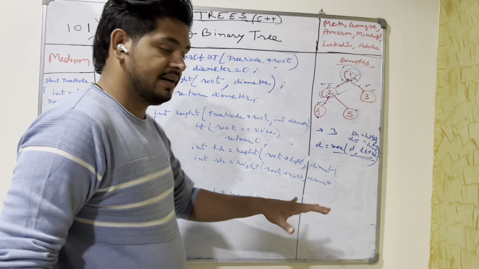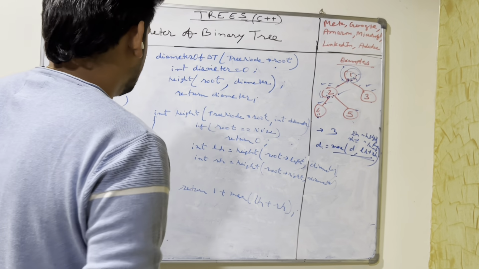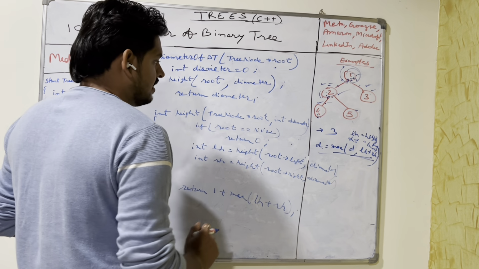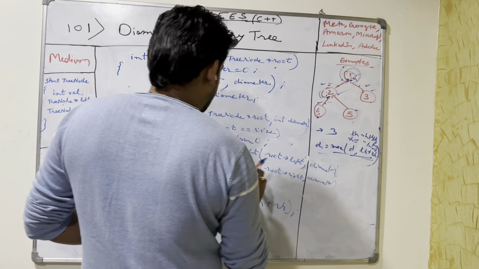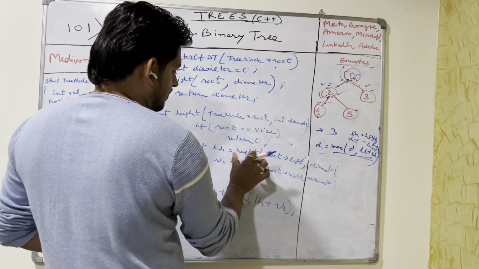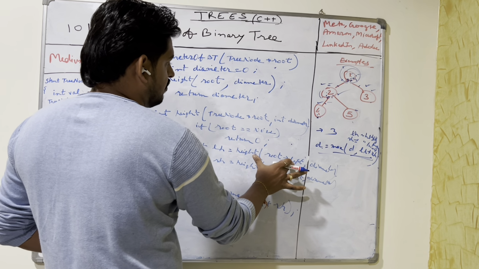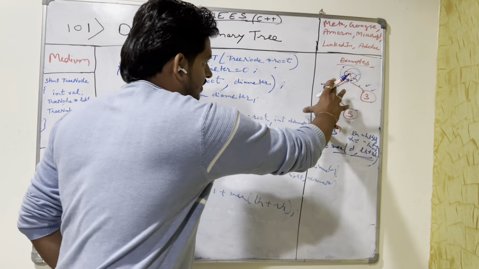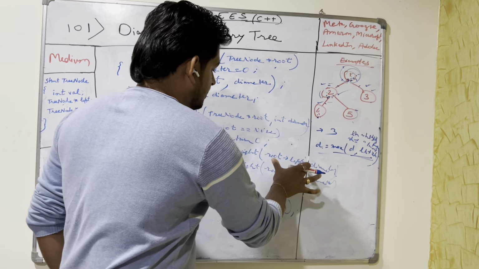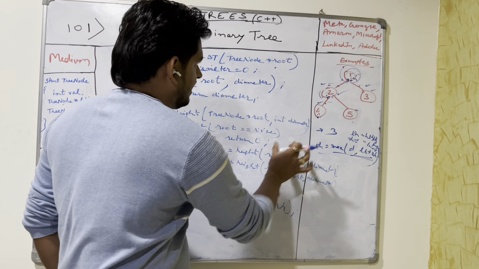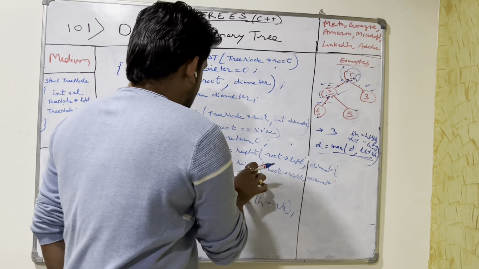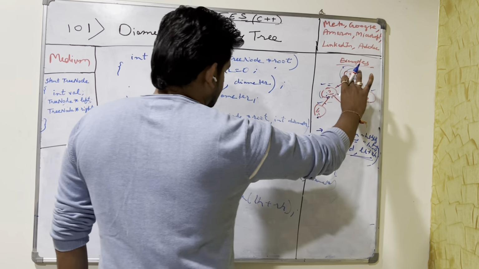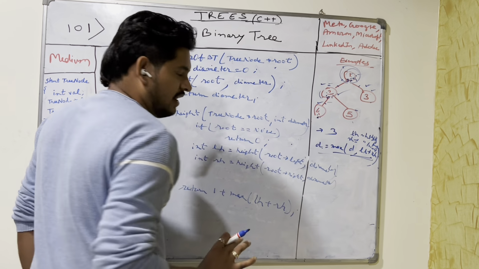But where is the diameter logic? Now you understand. We know the diameter formula is the left height plus right height. So once I call this function, height of root left, recursively it will find the final height. So this LH would find the final height of this one, which is 2. RH will find the height 1. We have already seen how it does. So we have left height and we have right height.